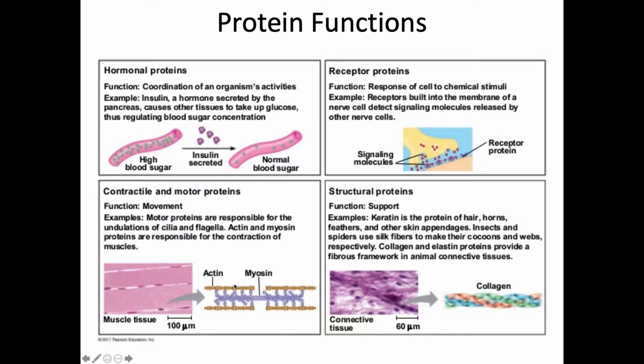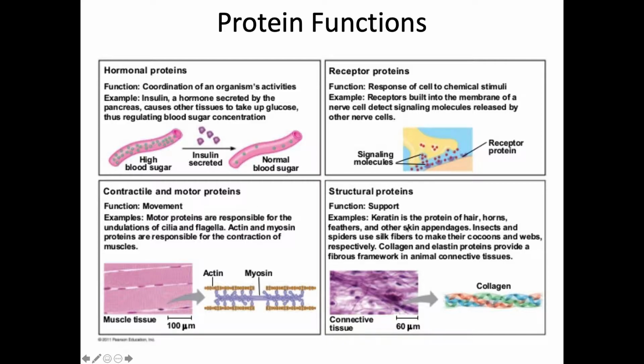Speaking of muscles, you have two types of proteins in your muscle cells that will allow you to contract. These are called actin and myosin. And what these contractile or motor proteins do is that they will slide past each other so that your muscles can shorten and you can contract.